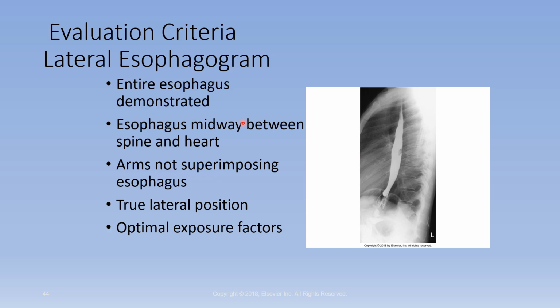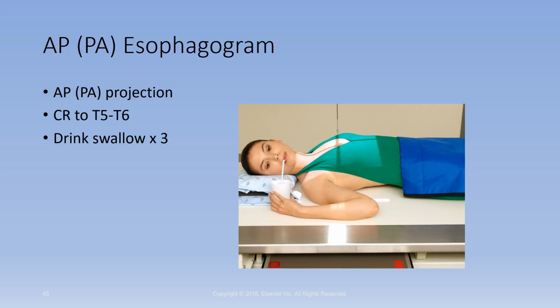The esophagus is midway between the spine and the heart. So you've got the heart here, the spine here, and then the esophagus is in the middle. Those two, the lateral and the RAO, are the two most diagnostic images. The AP or the PA is kind of useless.